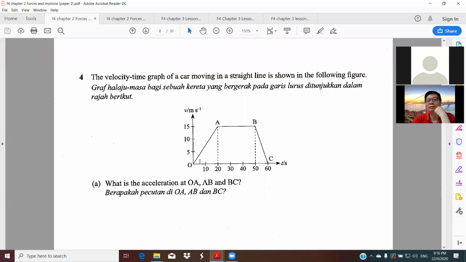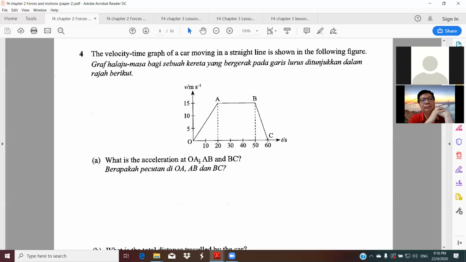Okay, question number 4. Read the question. A velocity-time graph of a car moving in a straight line is shown in the figure, from O to A to B and then to C. What is the acceleration for OA, AB, BC? I think it is the same as just now. Here you just find the gradient, so it's 15 divided by 20. Here 0. Here negative, 15 divided by 10.